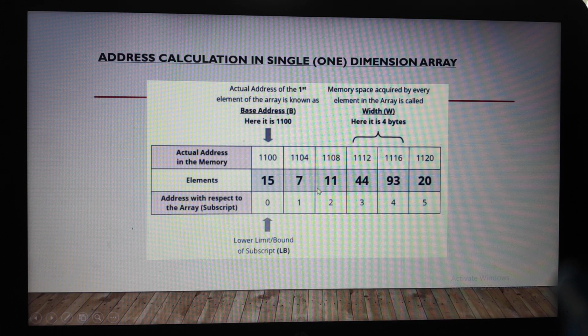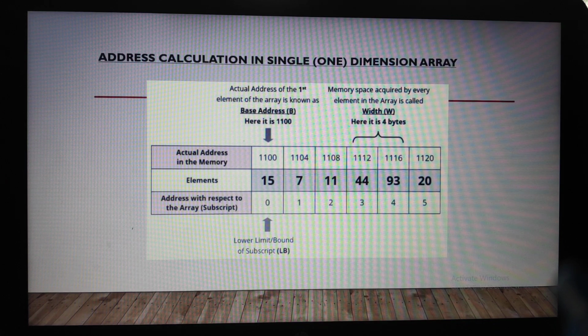Now here, for example, in this one dimensional array, we have 6 elements and the lower index is 0 as mentioned over here, and the base address is mentioned as 1100, and the width or byte size is 4 bytes for each element.